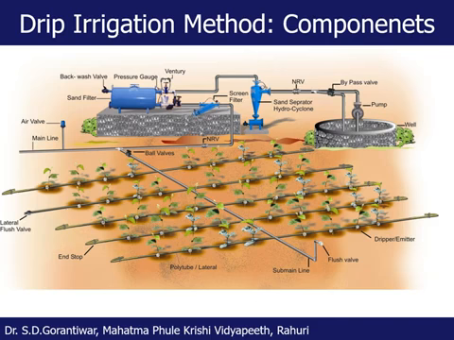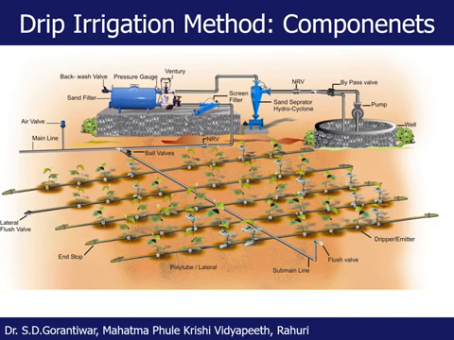Means all the submains, all the subunits, they are connected to the main pipeline, and then this main pipeline is approaching towards the water source through the control head. So the control head starts with one non-return valve, which is shown here. Then there are a series of filters and fertigation units as well. So this is known as the control unit.